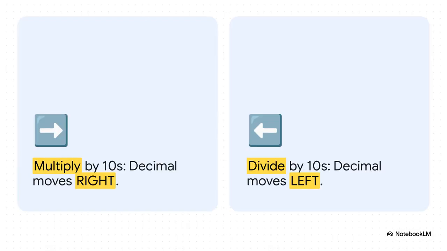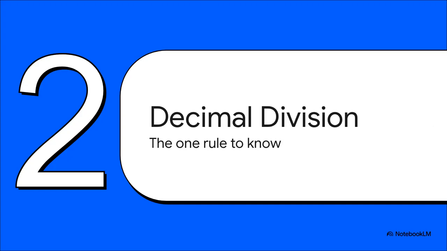So here's the big takeaway, the thing you've got to remember. When you multiply by 10, 100, 1,000, the decimal moves right to make the number bigger. When you divide, it moves left to make the number smaller. And the number of zeros tells you exactly how many jumps to make. Easy, right? All right, you've totally got that shortcut down, so let's level up.